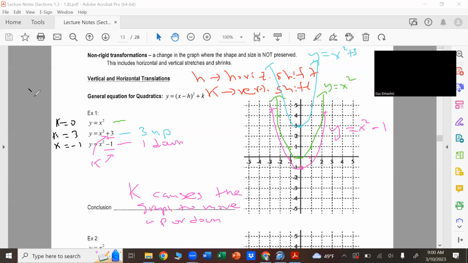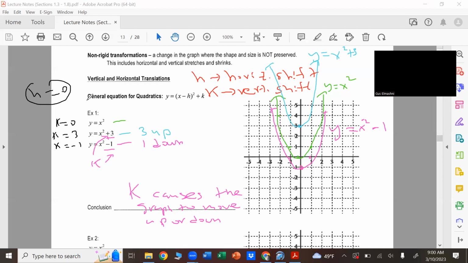And H was 0 for all 3 of these, right? Because there's no H value. You're not subtracting anything inside the square symbol, but you are adding or subtracting to the outside of the square symbol. Like PEMDAS, right? You square and then add or subtract.